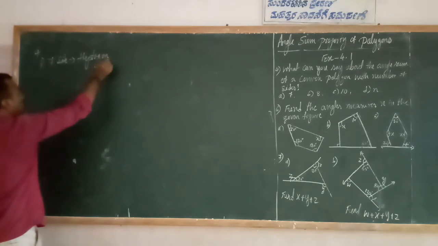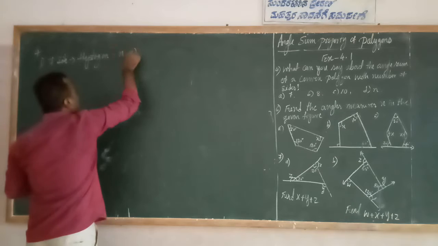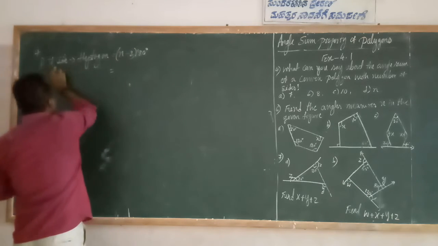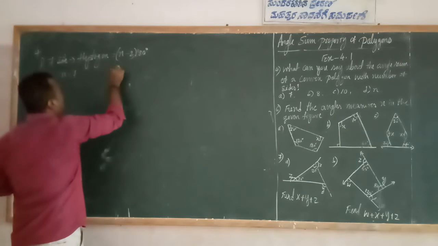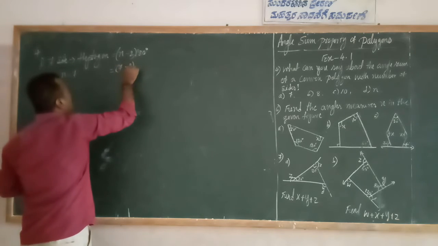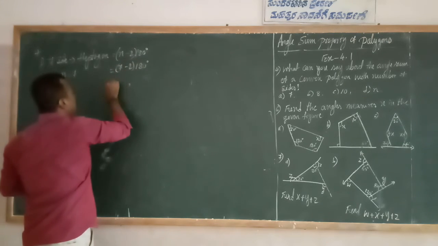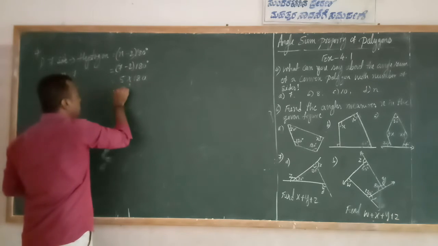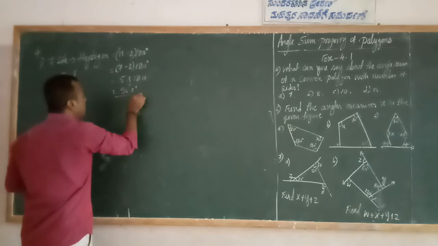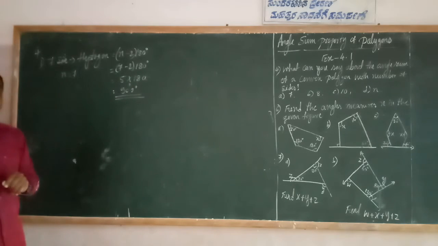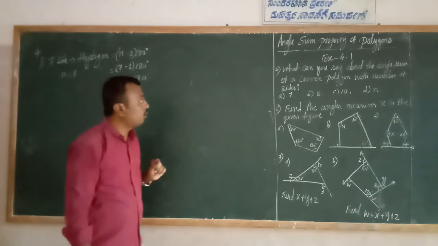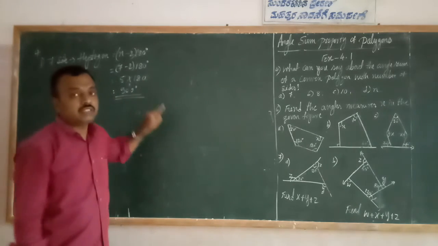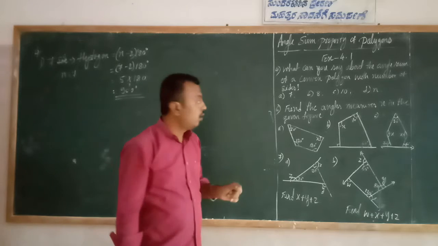We already know the formula: n minus 2, into 180 degrees. See, n means what? n is equal to 7. So 7 minus 2, into 180 degrees. 7 minus 2 becomes 5. 5 into 180, 180 times 5 is how much? 900, with the 0 as it is written. Therefore 900 degrees is the sum of the angles of the 7-sided polygon, which we call a heptagon or septagon.